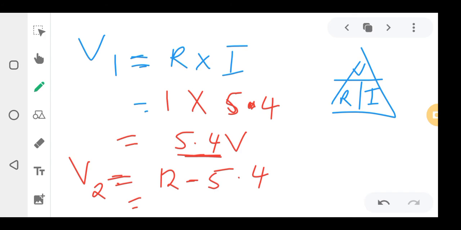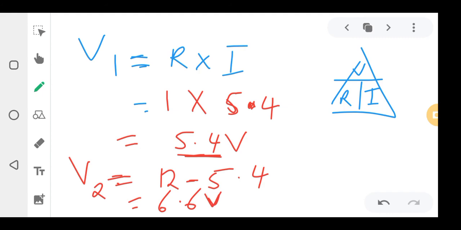I know this calculation is a bit tense, but you need to know how to do it because it comes in the exam. If you follow it properly, you understand that it's not even hard to do. So 12 minus 5.4 is 6.6 volts.